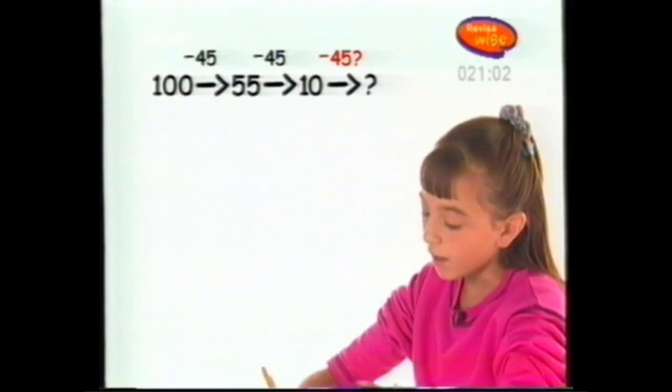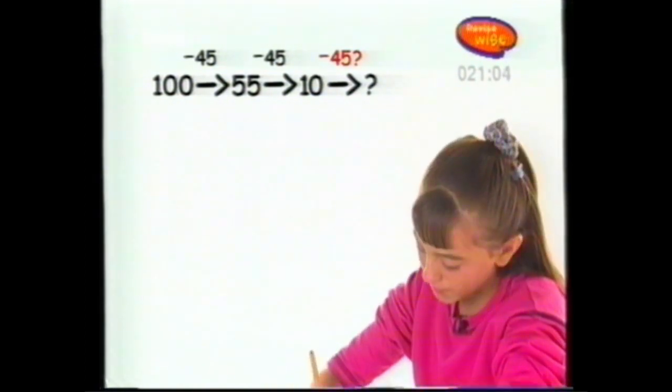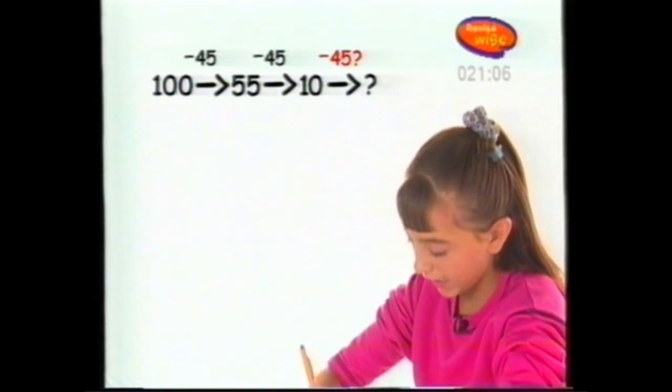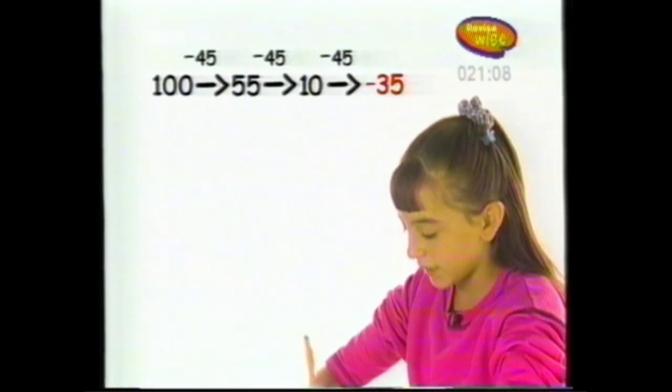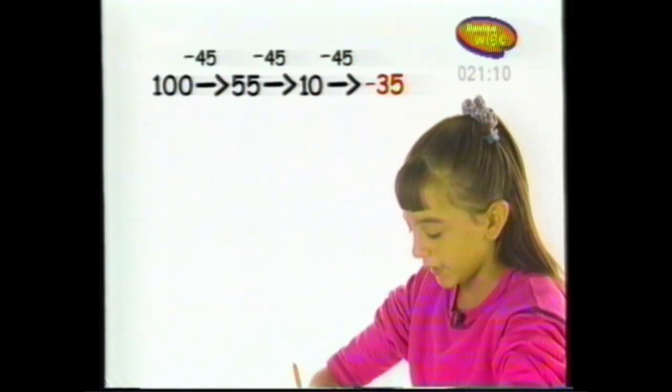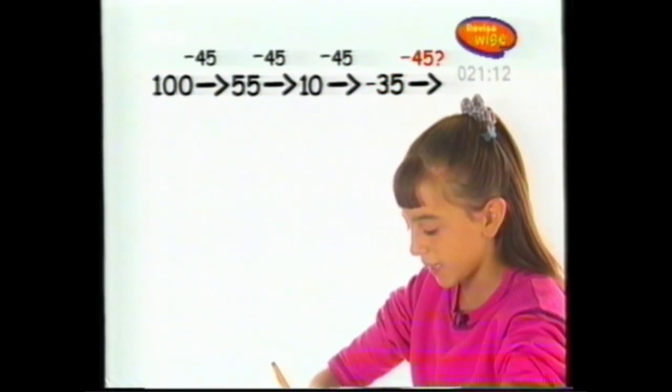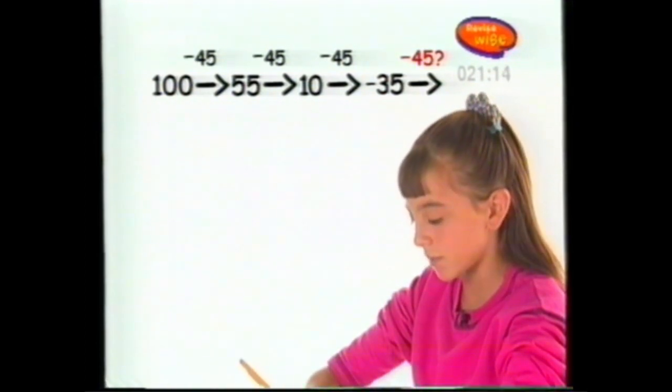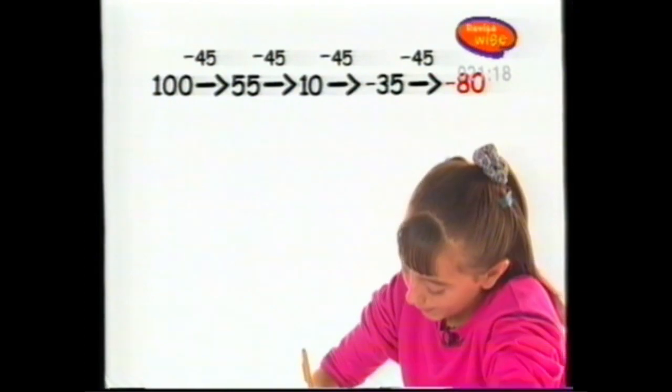Does that help? Okay, so 10 minus 45 is minus 35, and minus another 45 is minus 80. Another 2 marks.